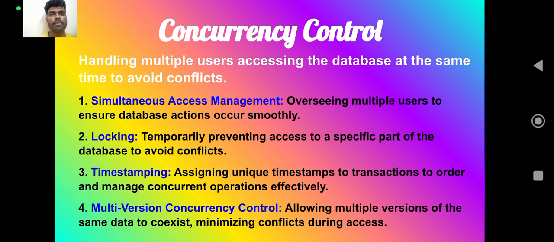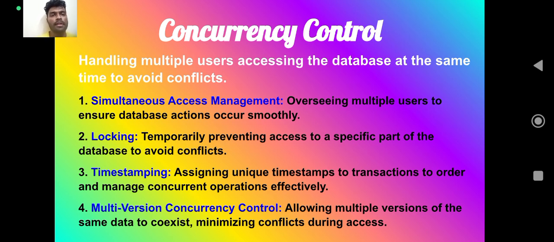So if many users try to access the database simultaneously, there should be a mechanism to support this, and that's done by concurrency control. Locking temporarily prevents access to a specific part of the database to avoid conflicts. In concurrency control, we use the locking method, so that if one person is accessing very sensitive data, only after that person finishes the work can another person access it. That's the meaning of locking.